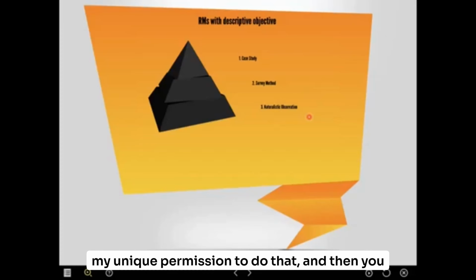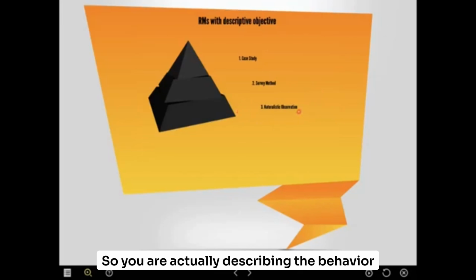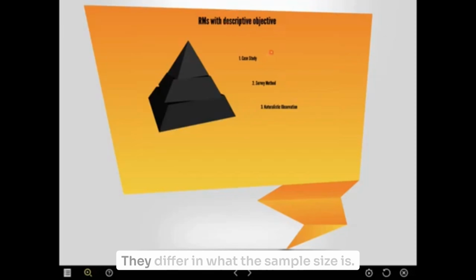And then you later analyze their behavior objectively and make some observations, right? So you are actually describing the behavior of interest, but you're not asking any questions directly. So all these three methods are limited in the sense that they help you describe the behavior of interest. They differ in what the sample size is. In this case, the sample size may be higher for these two, but they also differ in terms of the kinds of questions that are asked.